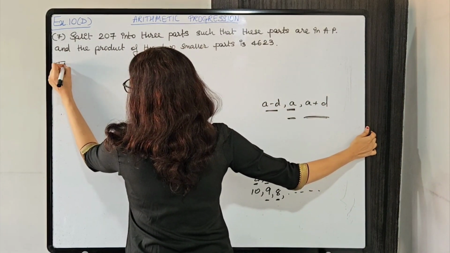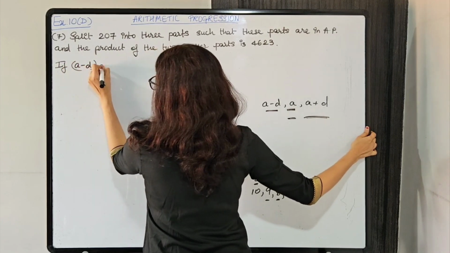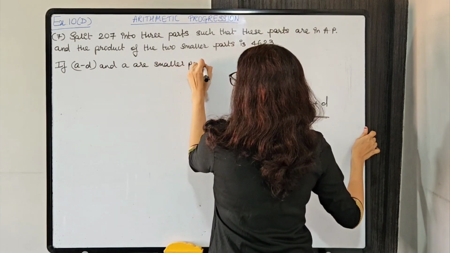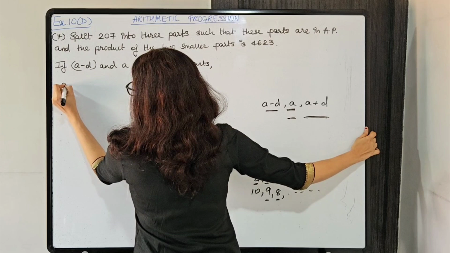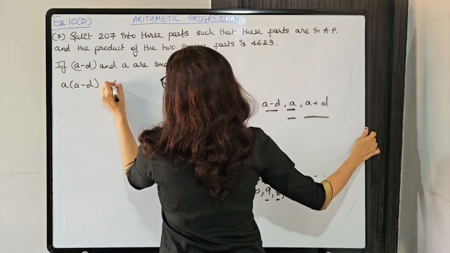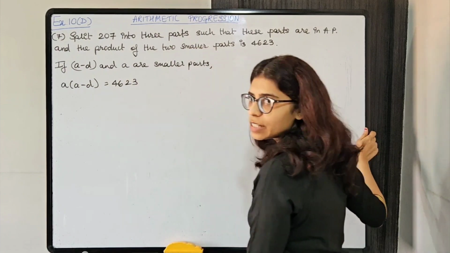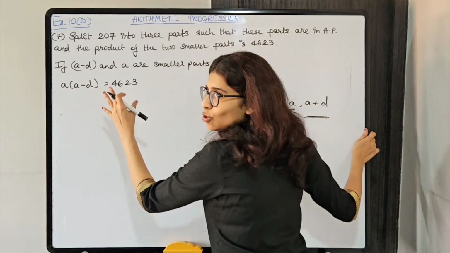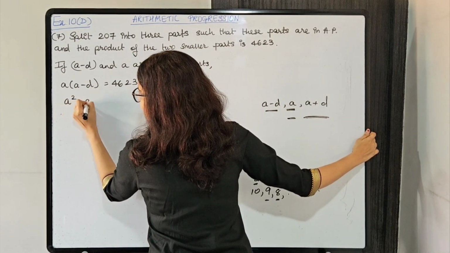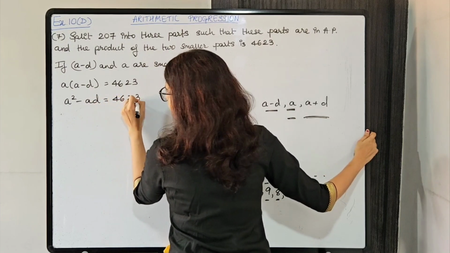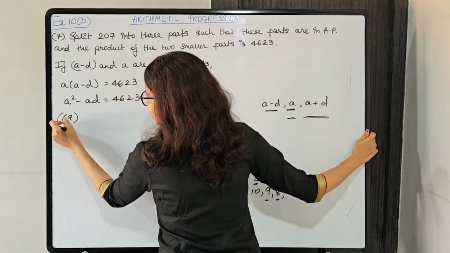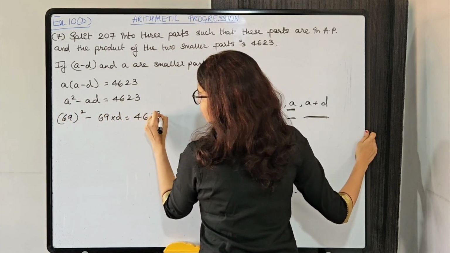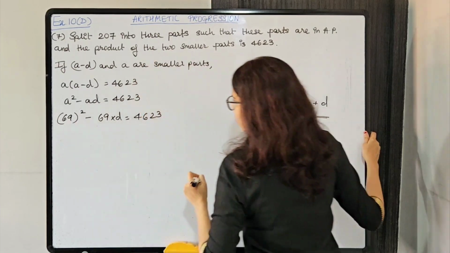So if A minus D and A are smaller parts, then A into A minus D क्या मिल रहा है? 4623, right? You can put the value of A over here only, okay? But what I'm going to do is I'll open the bracket, solve and then put. So A square minus AD is equal to 4623. A का value है 69, so 69 का square minus 69 into D is equal to 4623, right? So 69 square.